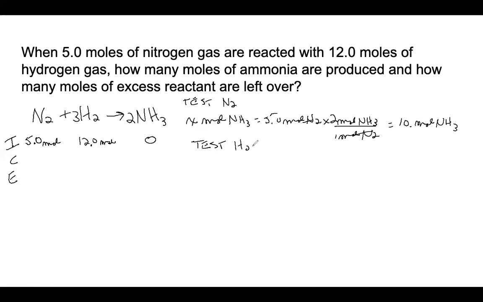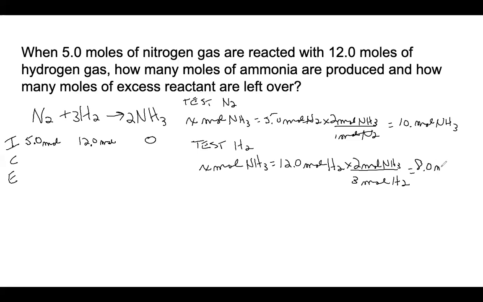We're going to see how much ammonia, how much product we would get if we used up all the hydrogen. So X moles of NH3 equals 12.0 moles of H2. And now we use our coefficients. 2 to 3 is our mole ratio: 2 moles of NH3 for every 3 moles of H2. And then we just do the math. 3 goes into 12, 4. 4 times 2 is 8. You get 8.0 moles of NH3.